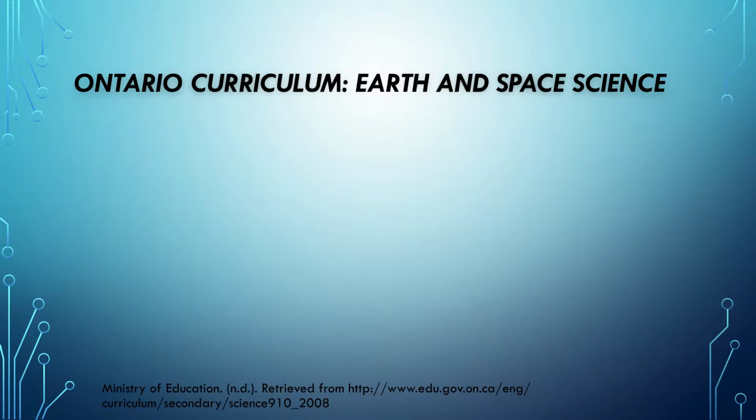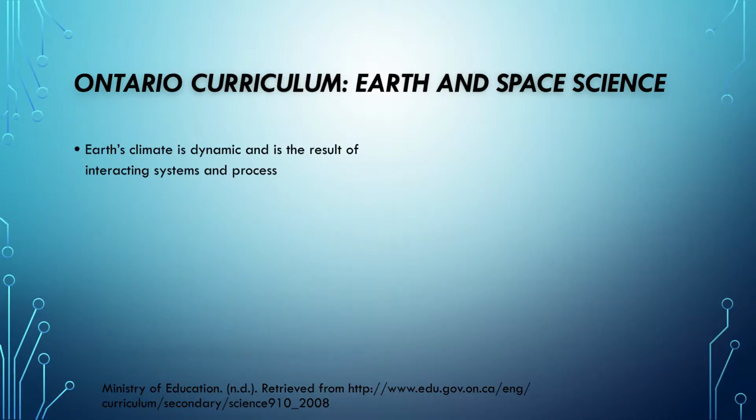And the first big idea, when we're discussing Earth and space science in grade 10, is the idea that Earth's climate is dynamic and is the result of interacting systems and processes. The second big idea, and remember, these are like the big picture ideas, right? If you were looking at a puzzle, instead of focusing on a single piece, now we're looking at the whole picture. And the second big picture is that climate change, or global climate change, is influenced by both natural and human factors.